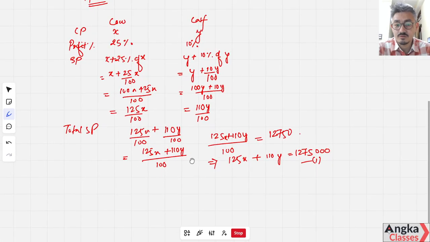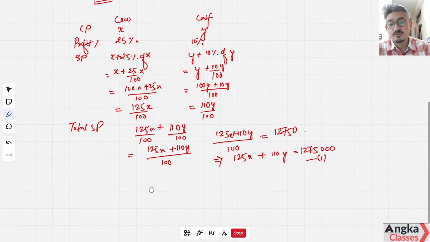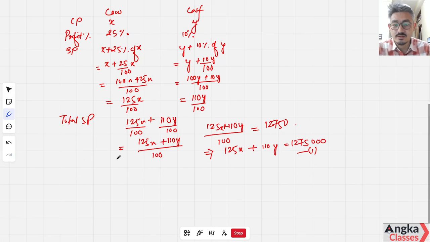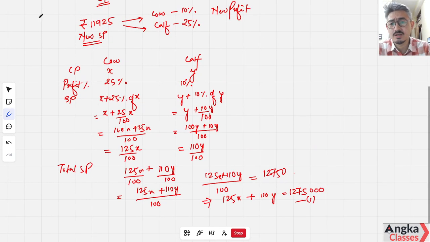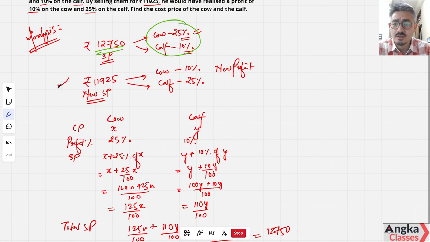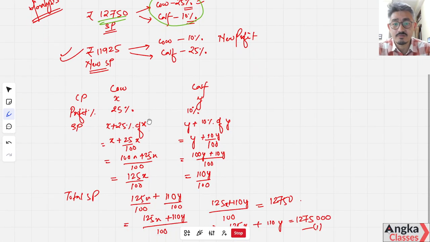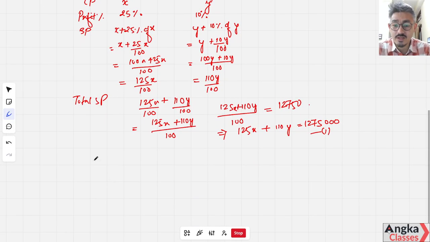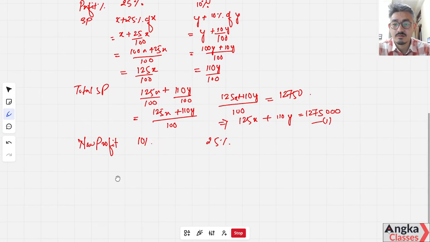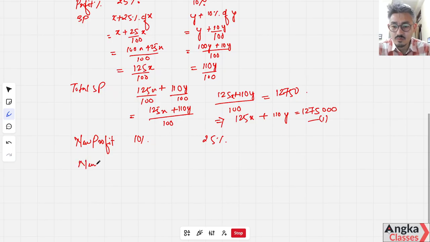This is the first equation. Okay. So similarly, I call the cost price x. In the second condition, the cow gets a 10% profit and the calf gets a 25% profit. We need to find the new profit, the 10% on the cow and the 25% on the calf.